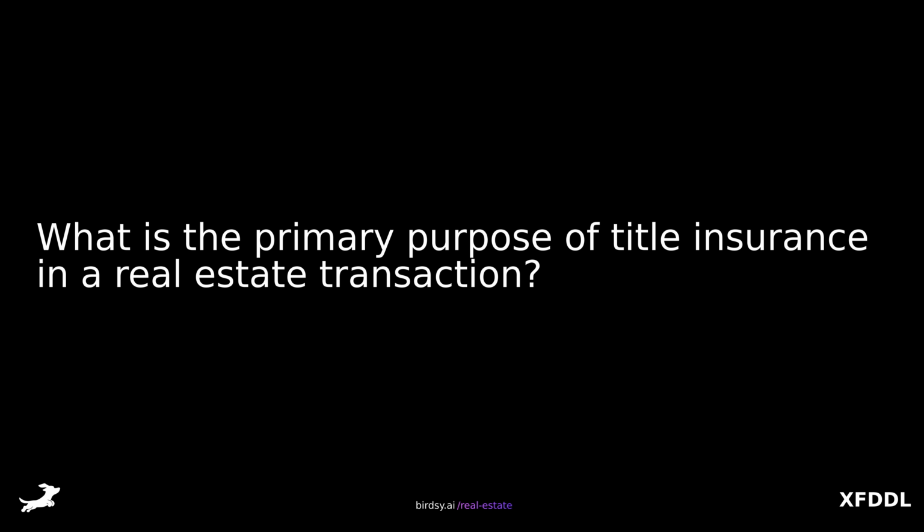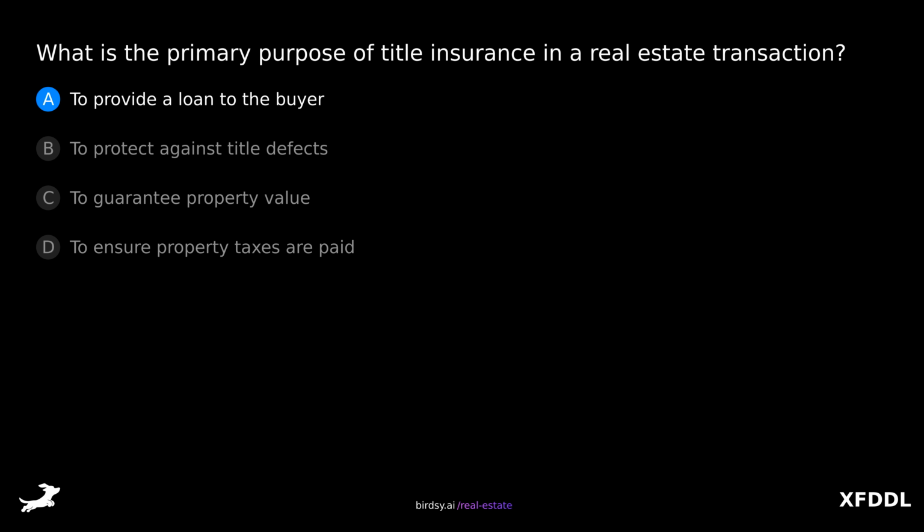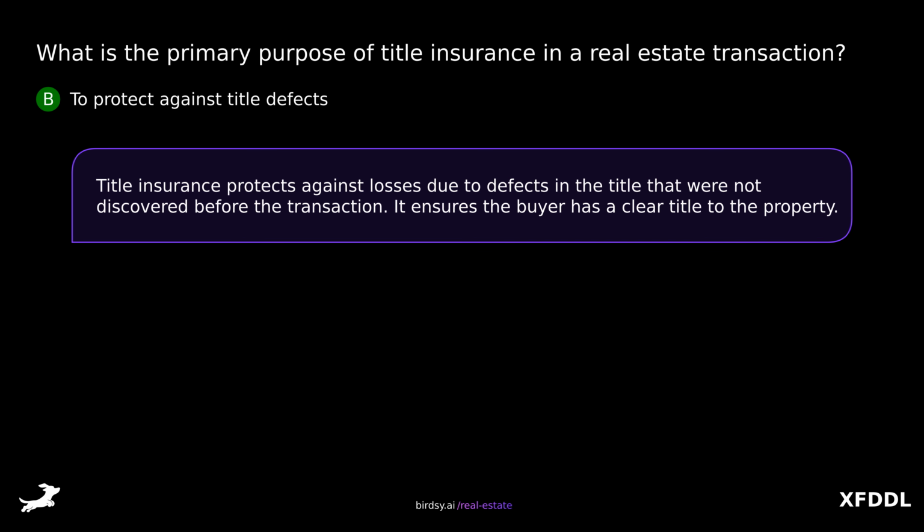What is the primary purpose of title insurance in a real estate transaction? Is it A, to provide a loan to the buyer, B, to protect against title defects, C, to guarantee property value, or D, to ensure property taxes are paid? The answer is B, to protect against title defects. Title insurance protects against losses due to defects in the title that were not discovered before the transaction. It ensures the buyer has a clear title to the property.